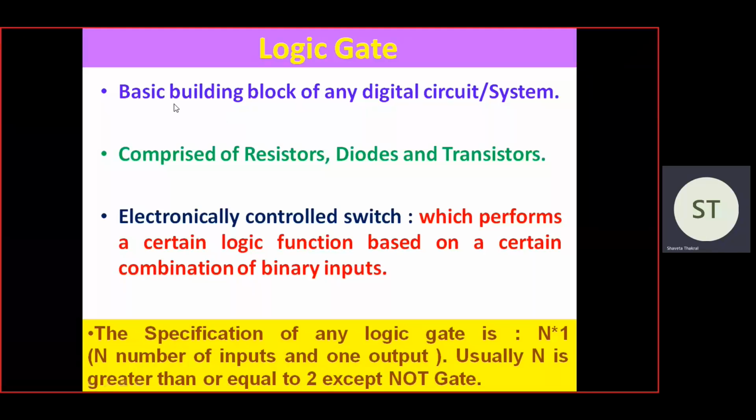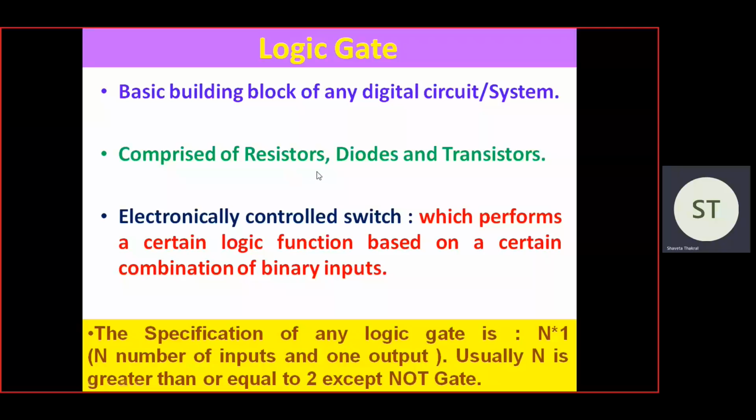Basically, the logic gate is the basic building block of any digital circuit or digital system. That means any complex digital circuit or system consists simply of logic gates. So the logic gates constitute a complete circuit. They are considered to be the basic building block of any system, and usually logic gates are comprised of resistors, diodes and transistors. So basically, analog electronic devices are used for the construction of a logic gate.